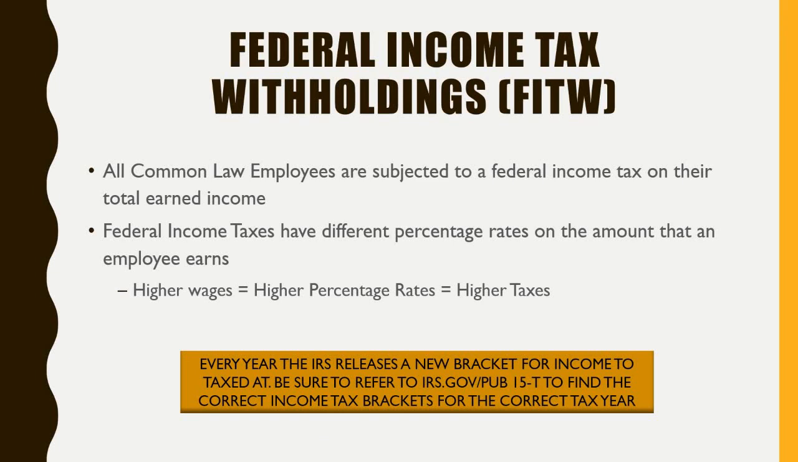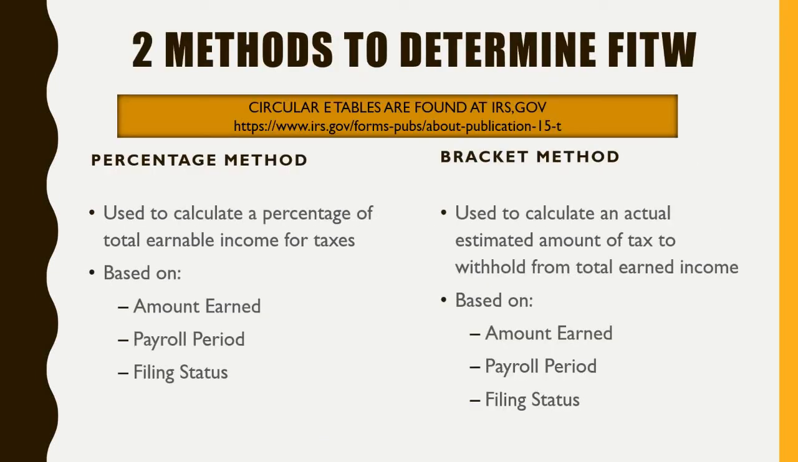Okay? So if that's the case, what kind of methods am I going to use to calculate my federal income taxes? There are two methods, the percentage method and the bracket method. Both of them are going to use the Circular E table, which is your tax tables, except one of them you're calculating based on a percentage. With the other, you just search the number and you'll find how much you have to withhold.